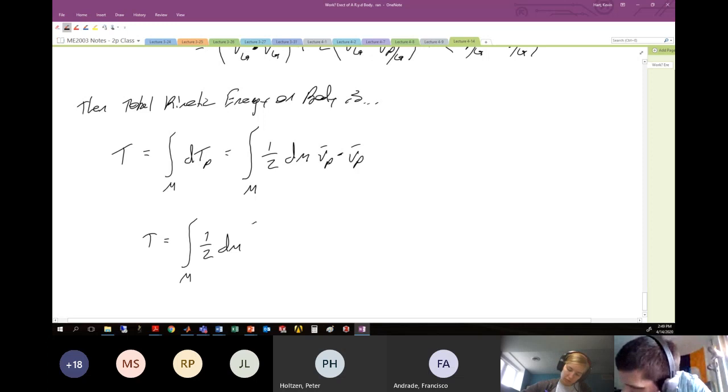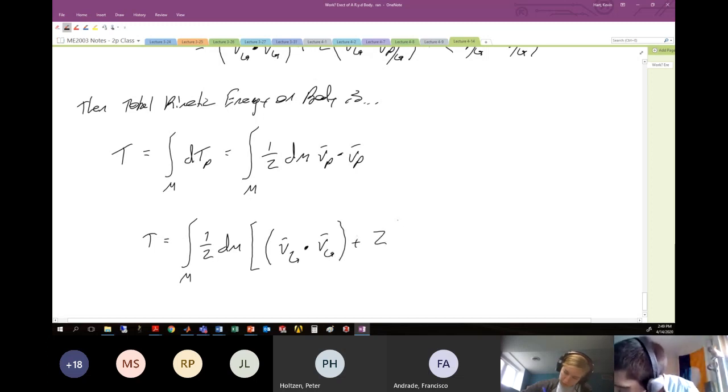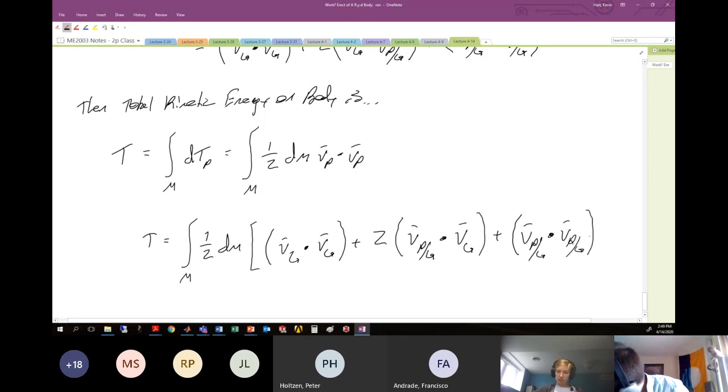after substituting our little mathematical expression, we have here that this is the integral on the mass of 1/2 dm multiplied by all of this nonsense, which is Vg dotted Vg plus 2 times Vg dotted with Vp plus velocity of P relative to G dotted with velocity of P relative to G. All right, looks scary. And we're going to tackle that guy tomorrow.